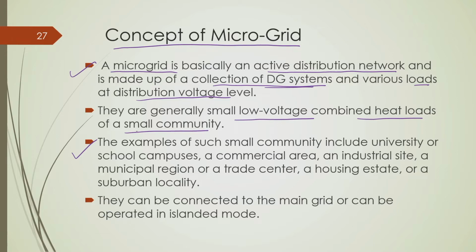Now, this small community we are talking about. So, microgrid supplies energy as well as heat to a small community, and this small community includes university or school campuses, commercial areas, small industrial sites, a small part of a municipal region or a trade center, housing estate or suburban locality. They can be connected to the main grid and operated, or can be operated in islanded mode, but basically we will be concerned with grid connected microgrid, because ultimately our theme is to understand their impact on distribution systems.